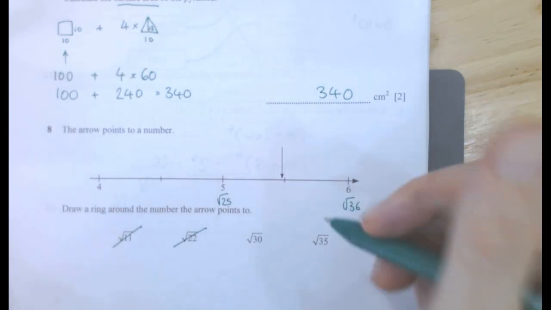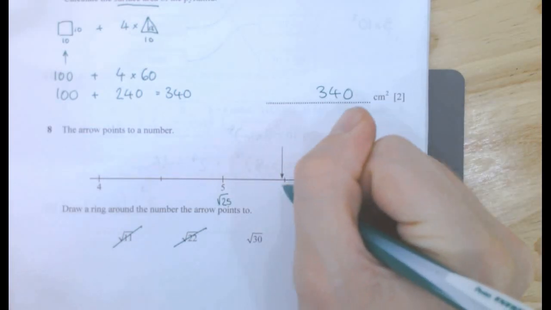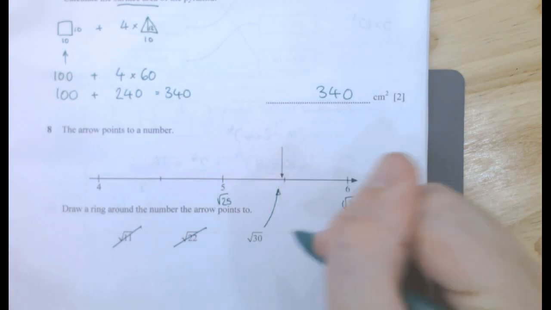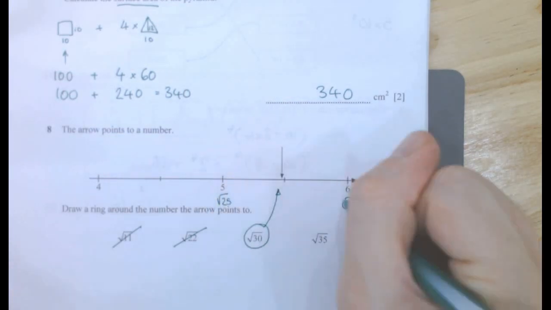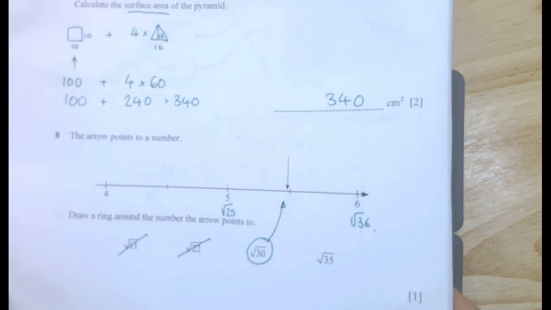Root 35 you would expect to see somewhere closer up here. Root 30 looks much more likely, because it's roughly halfway between 25 and 36. Root 35 will be too close to root 36 for that to be right. Just draw a ring around the correct one.